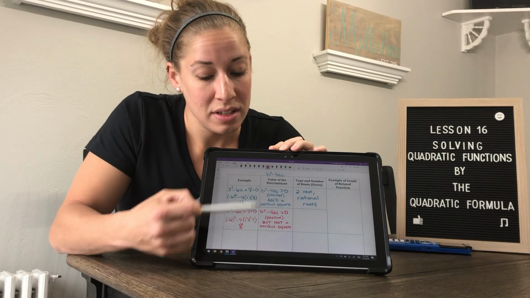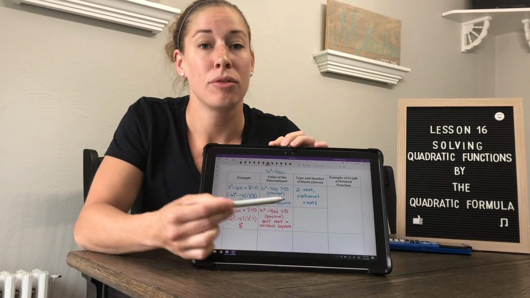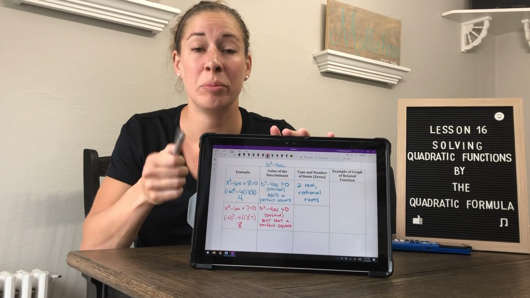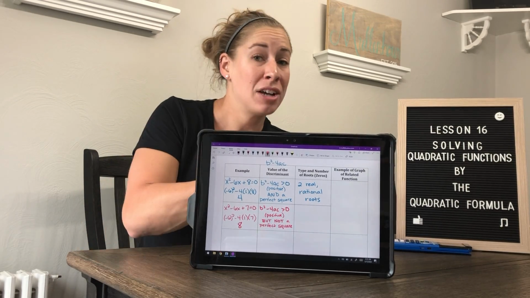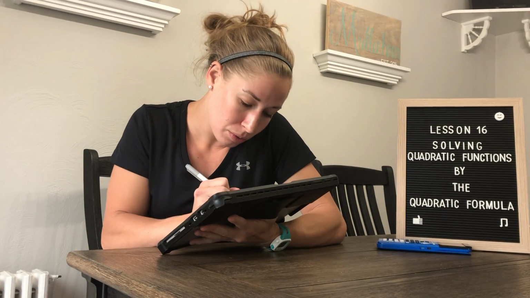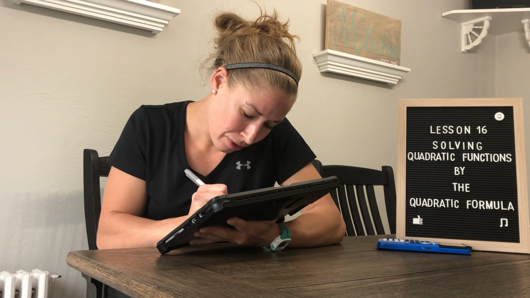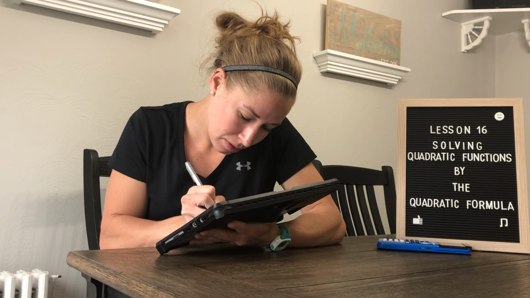The only difference in these two, it's still 2 real roots, but instead of rational, since it's not a perfect square, the radical will still be in the answer. So that means that your answer is going to be irrational. So we're going to have 2 real, irrational roots.